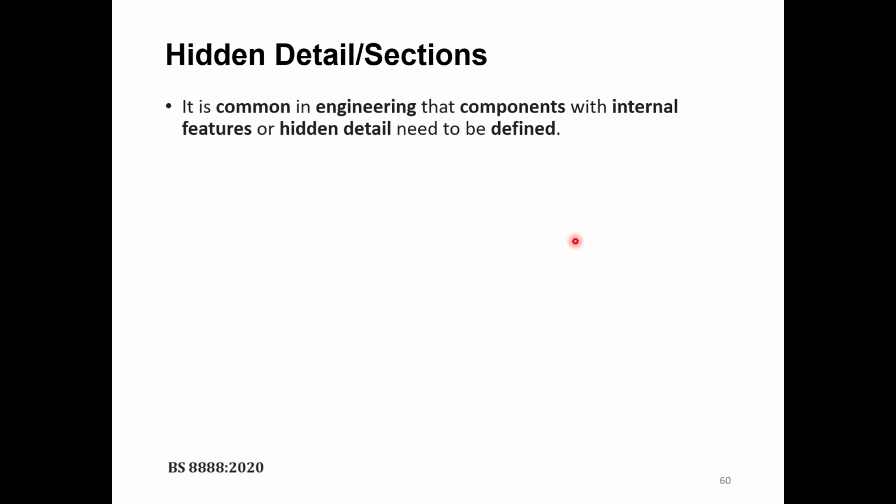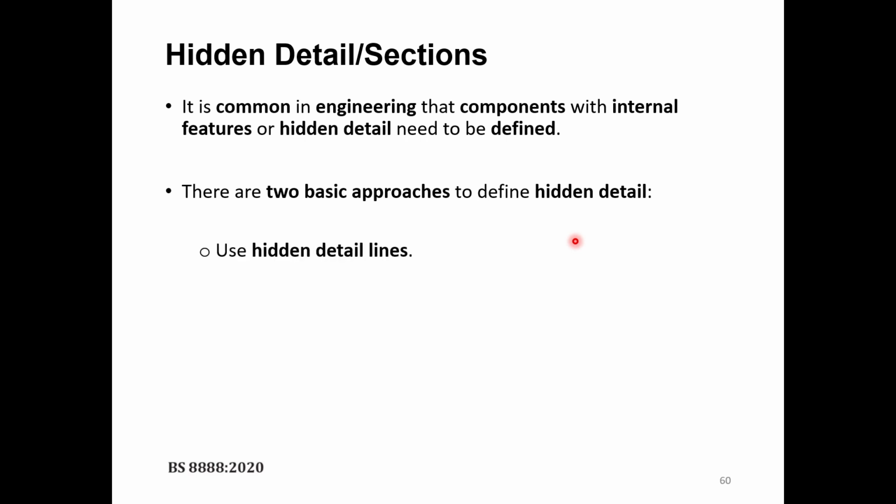So, first of all, it is common in engineering that components with internal features or hidden detail need to be defined. There are two basic approaches to define hidden details in a component. The first one is to use hidden detail lines, those dashed lines that we've seen several times so far. And the second approach is to use sections, where you can reveal the details that are hidden in the component.